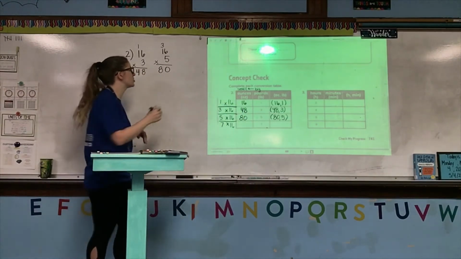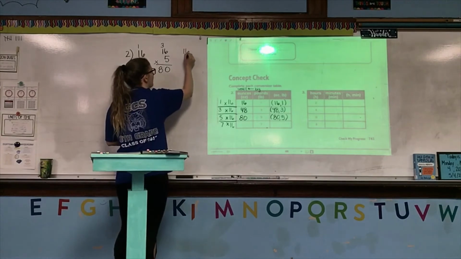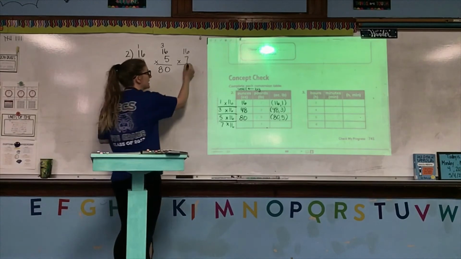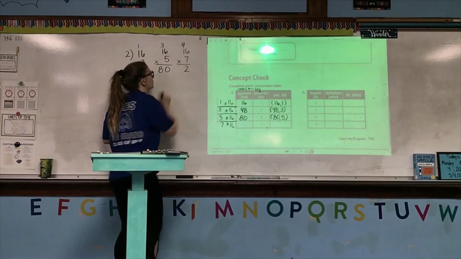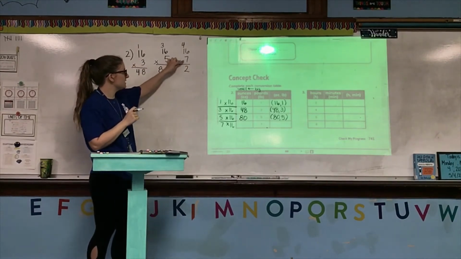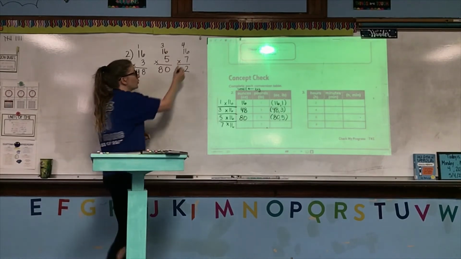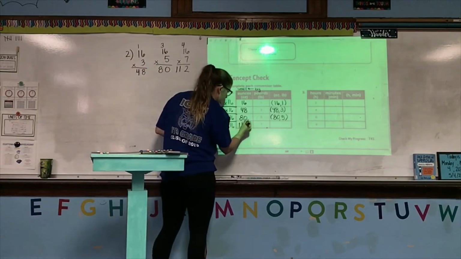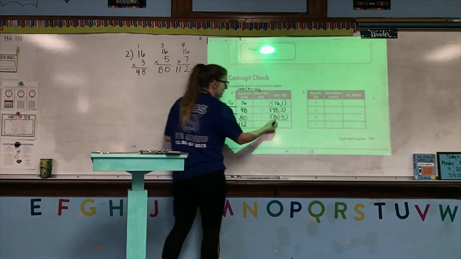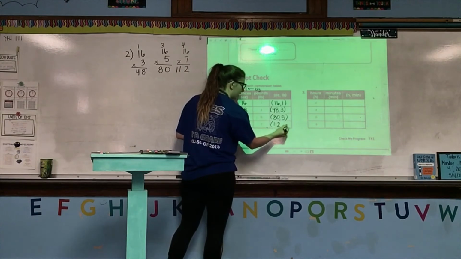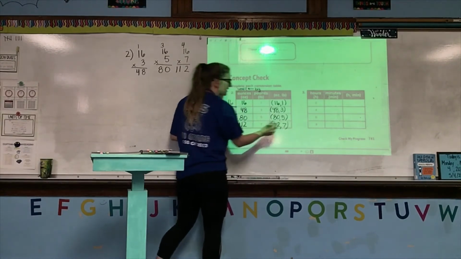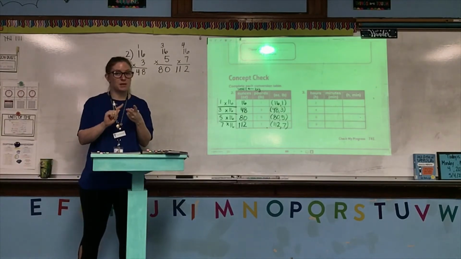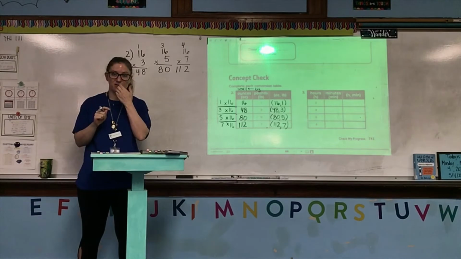Now last one for this chart. I'm going to come to my separate sheet of paper, write my problem up and down. 7 times 6 is 42. Regroup the 4 to the tens place. 7 times 1 is 7, plus 4 is 11, which means that 7 times 16 is 112. So there are 112 ounces in 7 pounds.